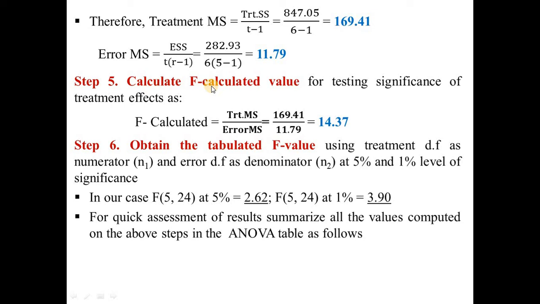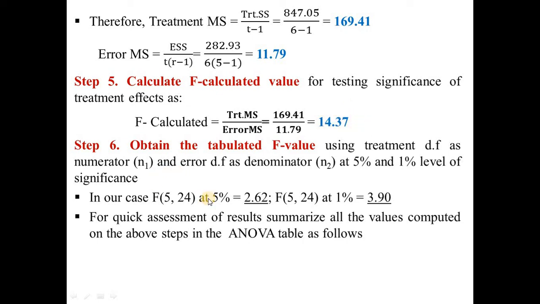Then after we have got the treatment mean square value and the error mean square value, we have to find the calculated F value for testing the significance of treatment effects. Treatment F calculated is equal to the treatment mean square value over the error mean square value. The treatment mean square value is calculated here, and the error mean square value is calculated here. If we divide this one by this one, we can obtain the F calculated value, 14.37.